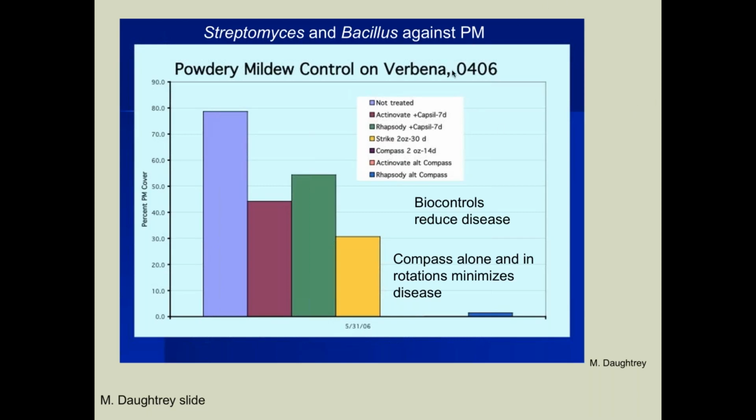So if we're looking at this slide, and again, these are from Mary Daughtry, this was a study done in 2006. The purple is not treated. The red is Actinovate and a wetting agent, then Rhapsody and the wetting agent. The yellow is Strike, and what you can't even see there is Compass alone, basically no disease development. Actinovate alternated with Compass, no disease development, and Rhapsody, one of those plant stimulants, with Compass, minimal amounts. So again, these biological organisms do work in terms of management, particularly for powdery mildew.